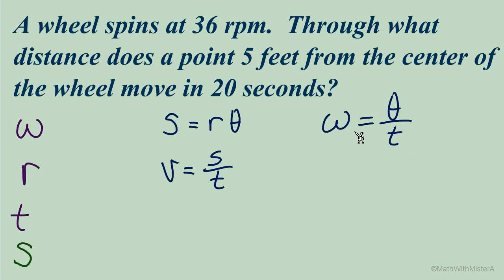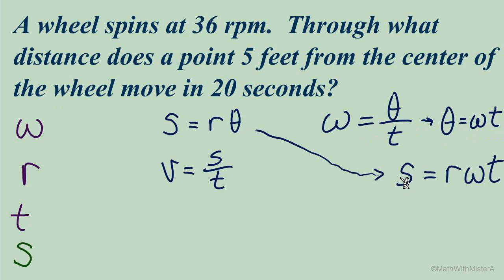And the way we would end up using it would be to solve this one for theta. We know omega, we know t, given to us in the problem. And since omega times t equals theta, we could substitute omega t in place of this theta. And we're getting s equals r times omega times t. You could say it's a 5th valid formula that we could use, but it's really just a result of combining two of our other formulas.